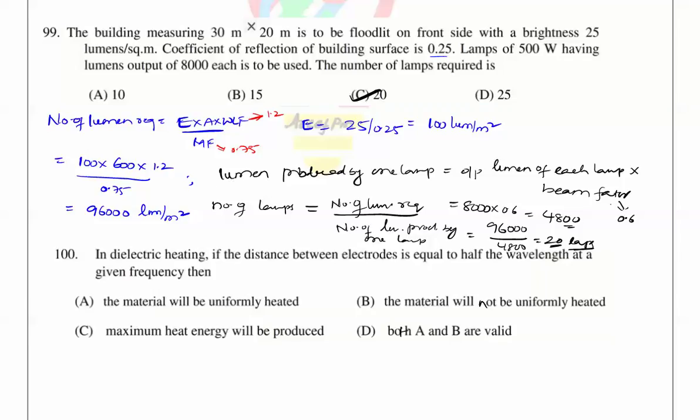And the last question here is, in dielectric heating, if the distance between the electrodes is equal to half the wavelength at given frequency, then the material will not be uniformly heated. So this is the option.